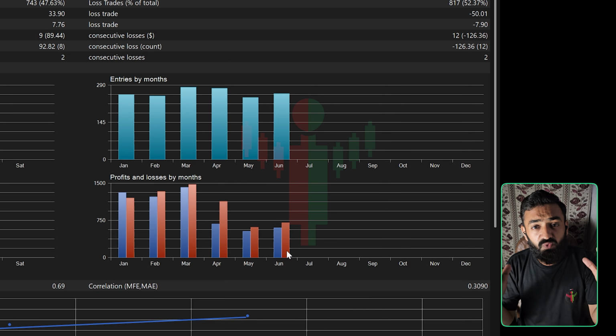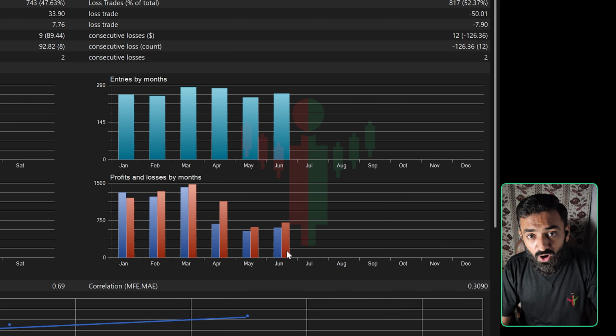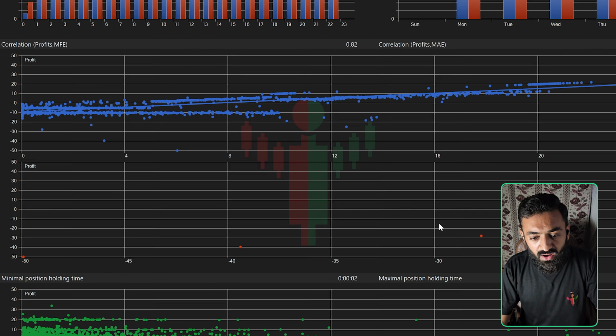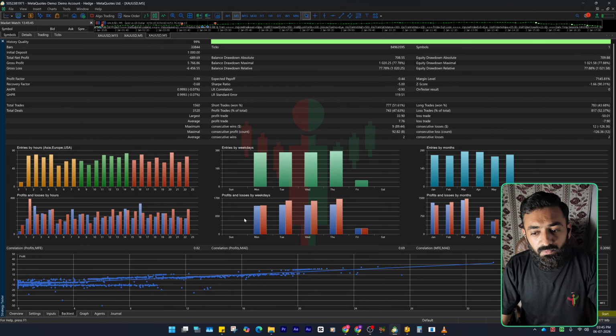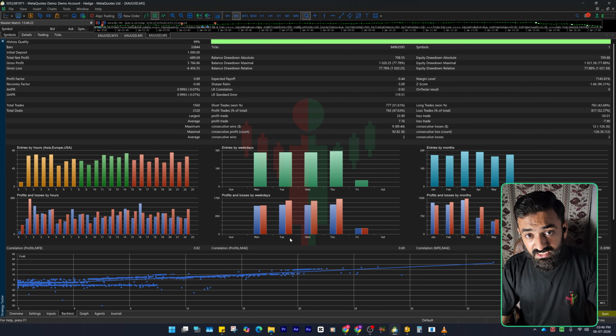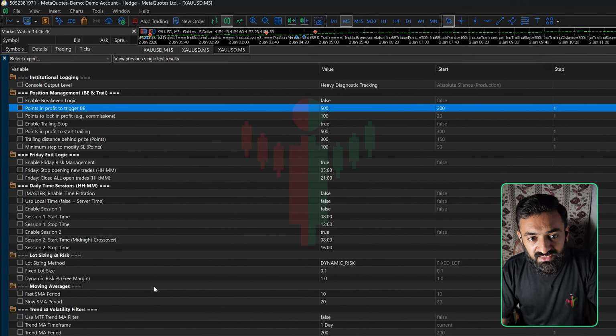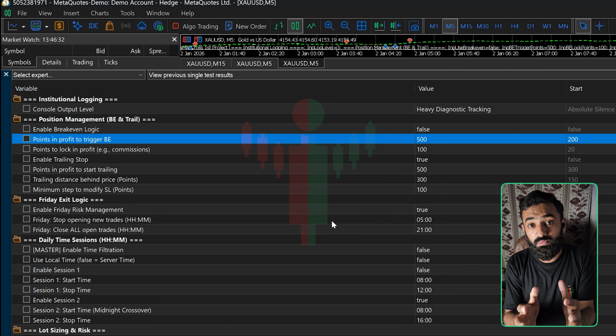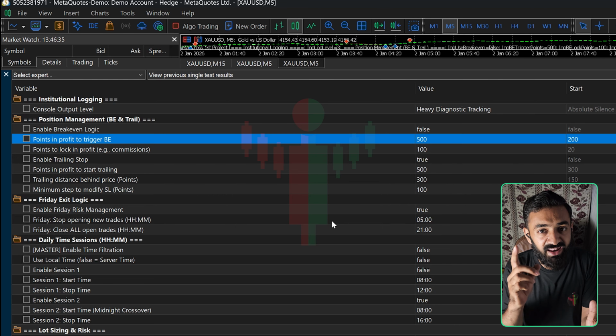Overall, this report is very bad because the set file is bad. So we have to identify and figure out the best input set files to make profits. And here you can see the profit and loss by hours and all these other values. You can pause the video and read these values. And the next question is, why does this EA make losses? The answer is the bad input settings. If this EA has good input settings, it will make profit in the next video.